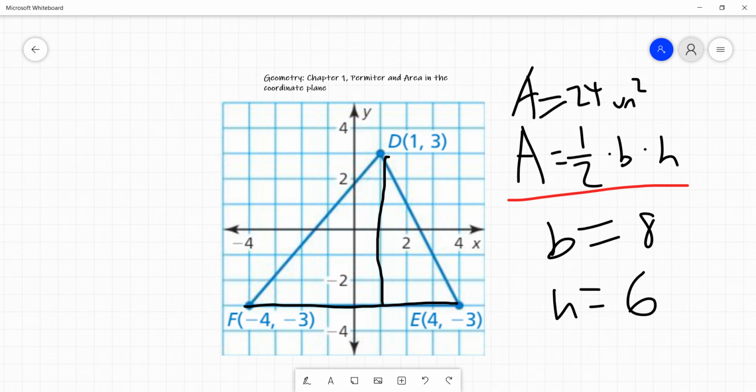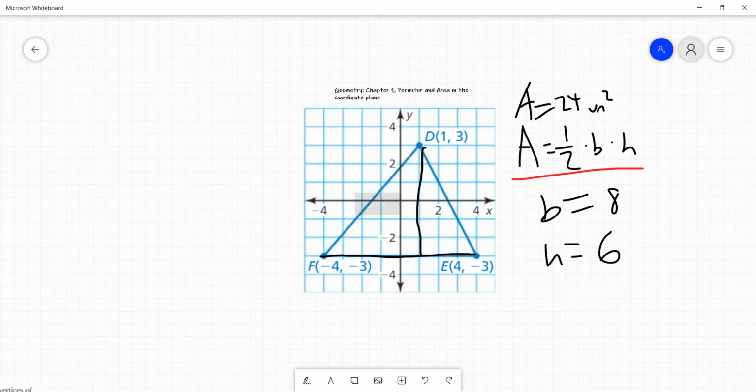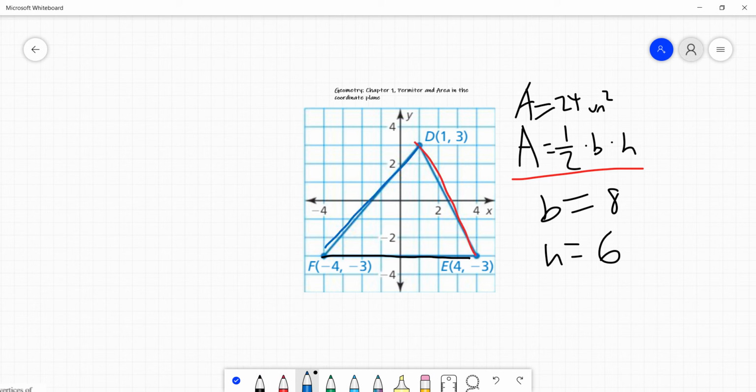Now say they gave me the same triangle, and let me first erase these two lines, and say they asked me to find the perimeter. Well, this is a very handy place in which you could use your distance formula. So I already know the distance of this segment. I'm trying to find the distance of this segment and this segment. So let me first find the distance of the red segment. I'm just going to call that DE because they have it conveniently there for me.